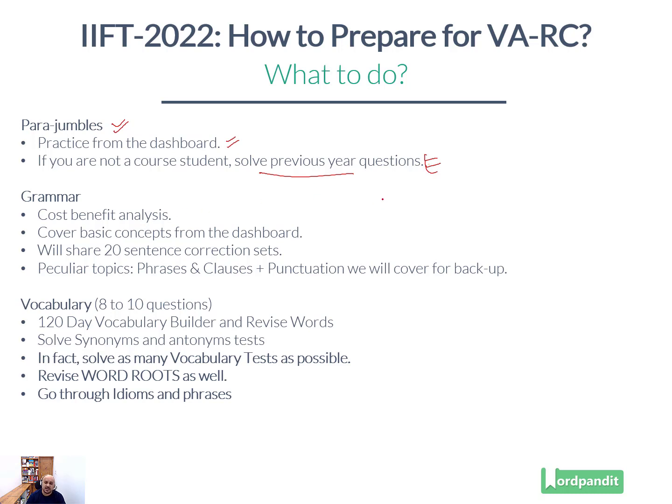Grammar, cost benefit analysis. Remember, you should prepare grammar in common for all the non-CAT exams. So you need to go through all the common grammar errors, parts of speech, pronouns, subject-verb agreement, parallelism, modifiers, verb tense errors, and other miscellaneous grammar errors. You cover those, and you cover sentence correction sets, punctuation and phrases and clauses. These are peculiar topics as well that you need to cover up.